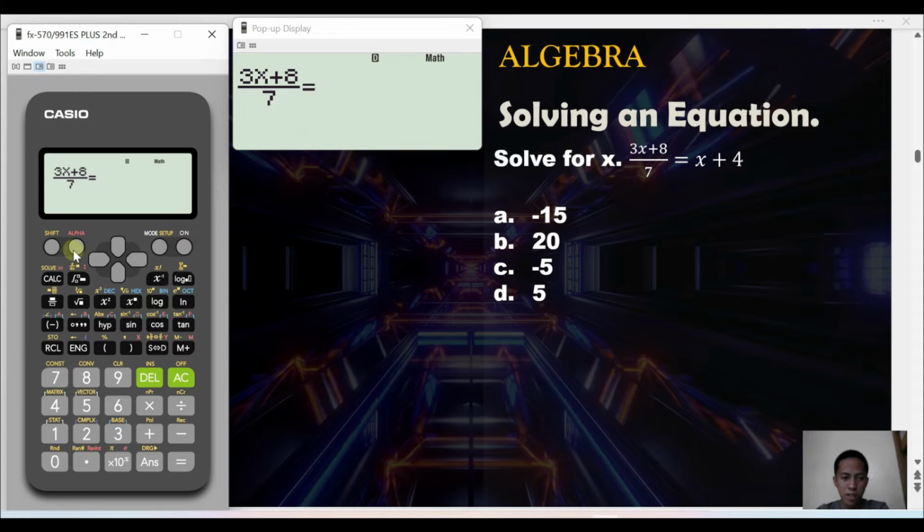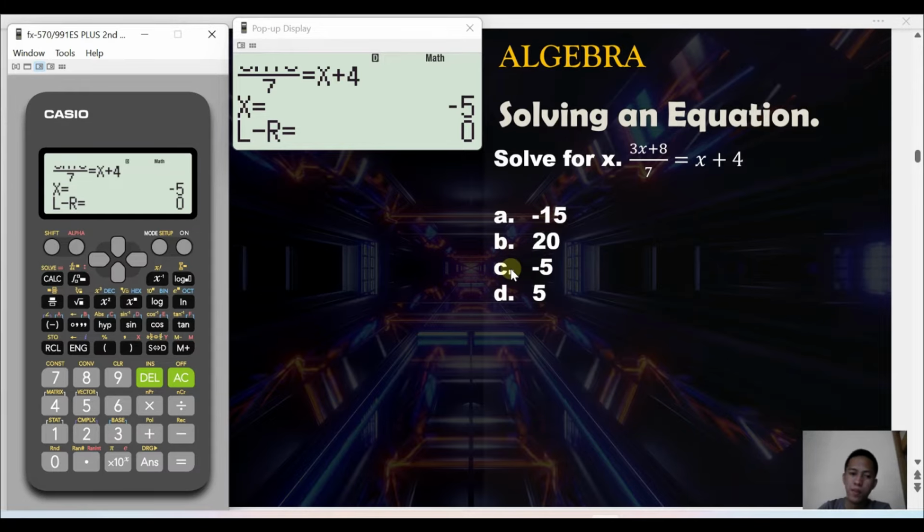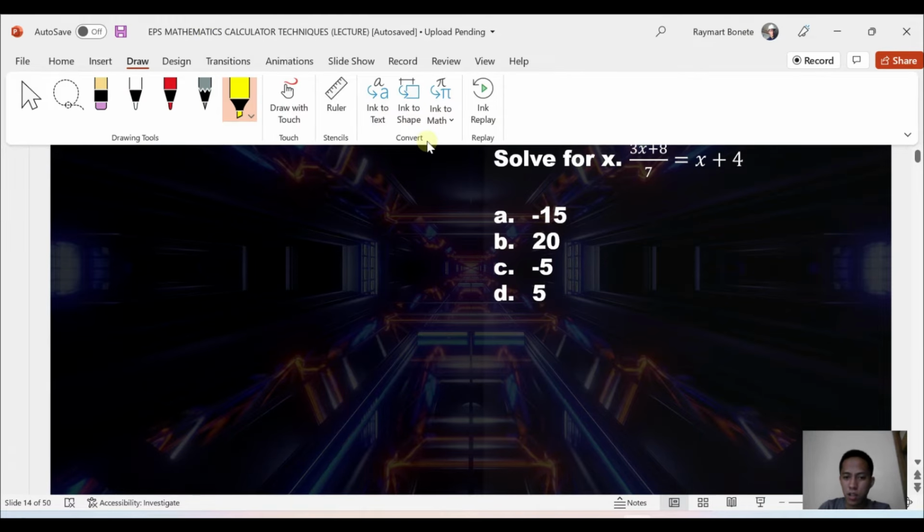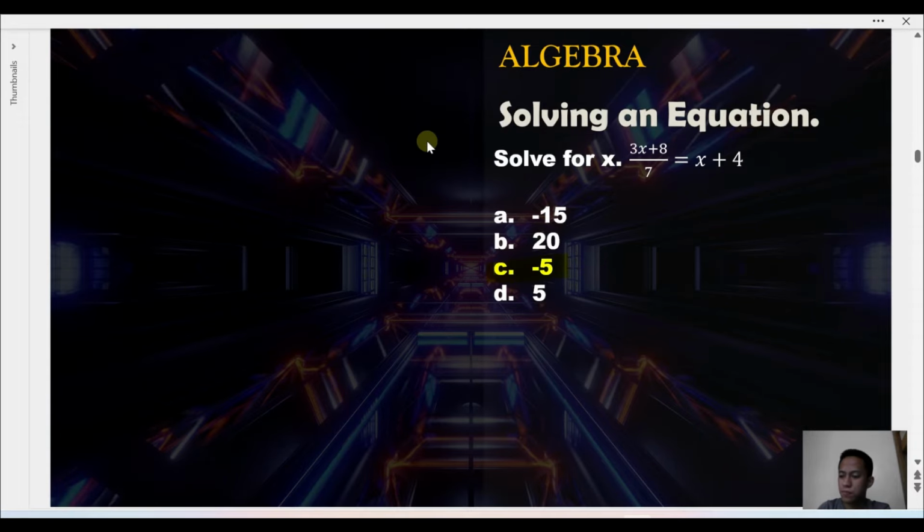And we have here x, so alpha x plus 4. So after you input the exact equation, just press shift and solve. Okay, shift solve. So equals lang, it will give you the value for x, which is negative 5. Ganun guys, no? Sobrang dali lang if you're using your calculator. So let's proceed to our next problem.